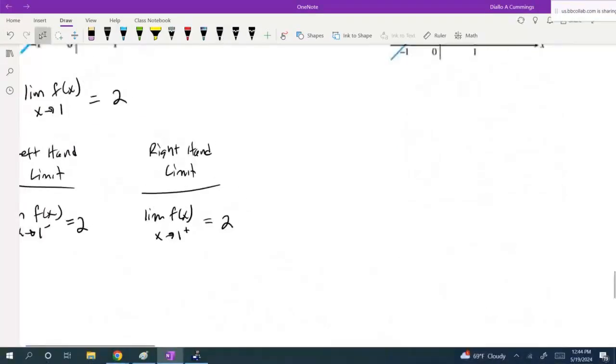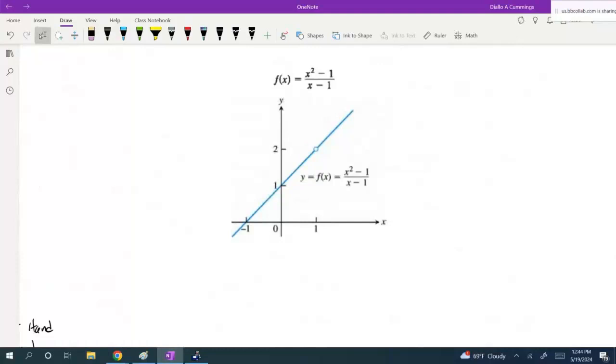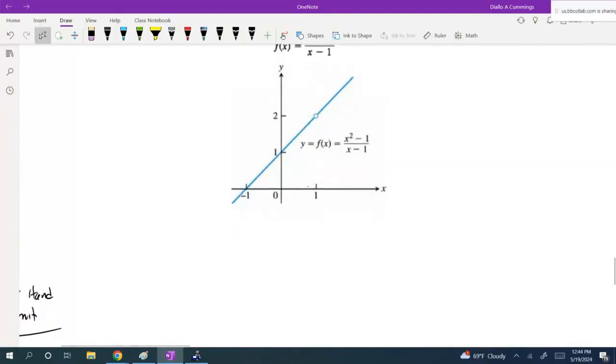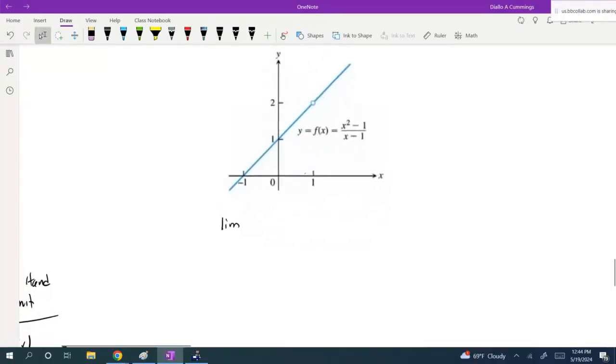So let's take a look at this example. f of x is equal to x squared minus 1 over x minus 1. And we want to find the limit as x approaches 1. So notice in this example, even though they do give us the function x squared minus 1 over x minus 1, I'm going to simply write it as f of x.